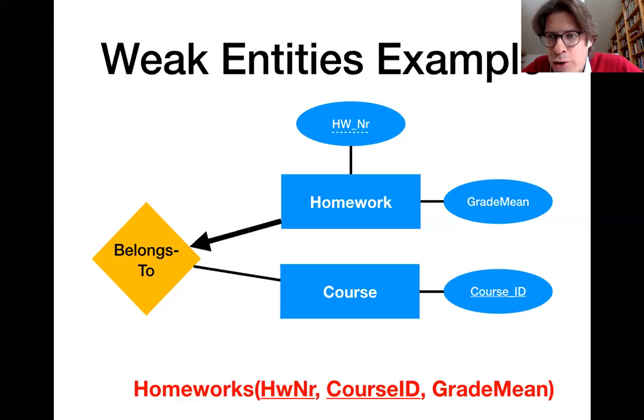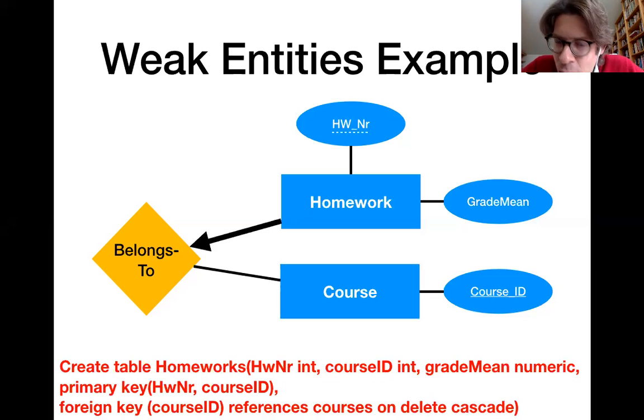And if you want to represent that as SQL commands, then this is how you can do it. Here we are creating the table homeworks with the corresponding columns. We identify the homework number and the course ID as the primary key. And we specify that the course ID refers to another table storing the courses. And we have this little addition, ON DELETE CASCADE, which means that if somebody deletes the course that the homework belongs to, then implicitly the homework should also be deleted. Because otherwise, without the owning entity, those weak entities cannot really stand by themselves. So we should remove them in case the owner entity gets deleted.